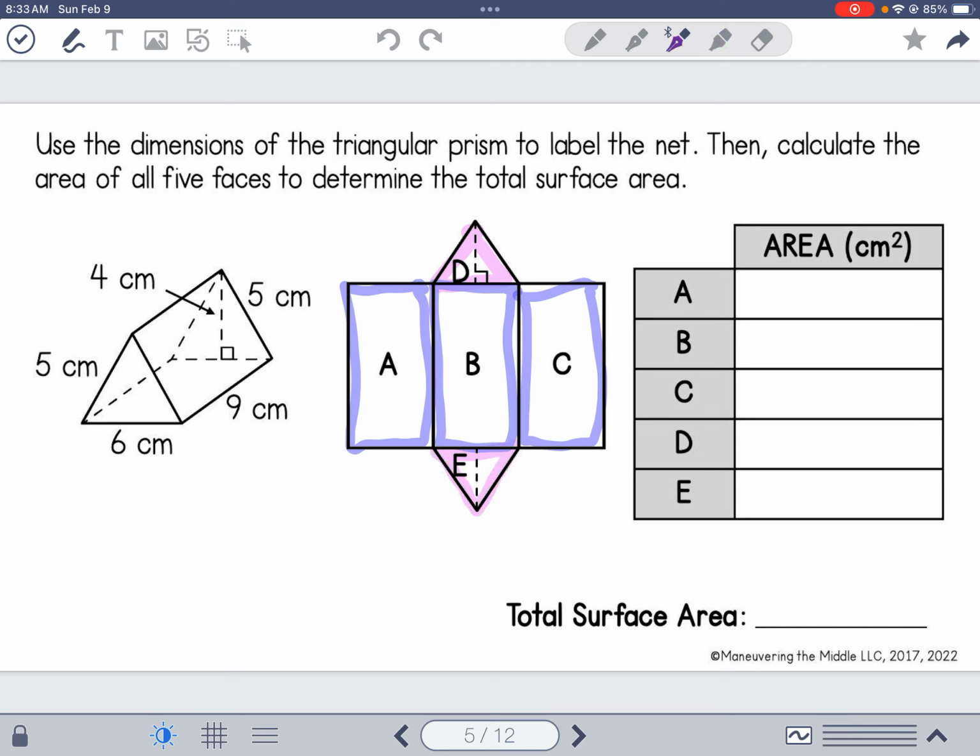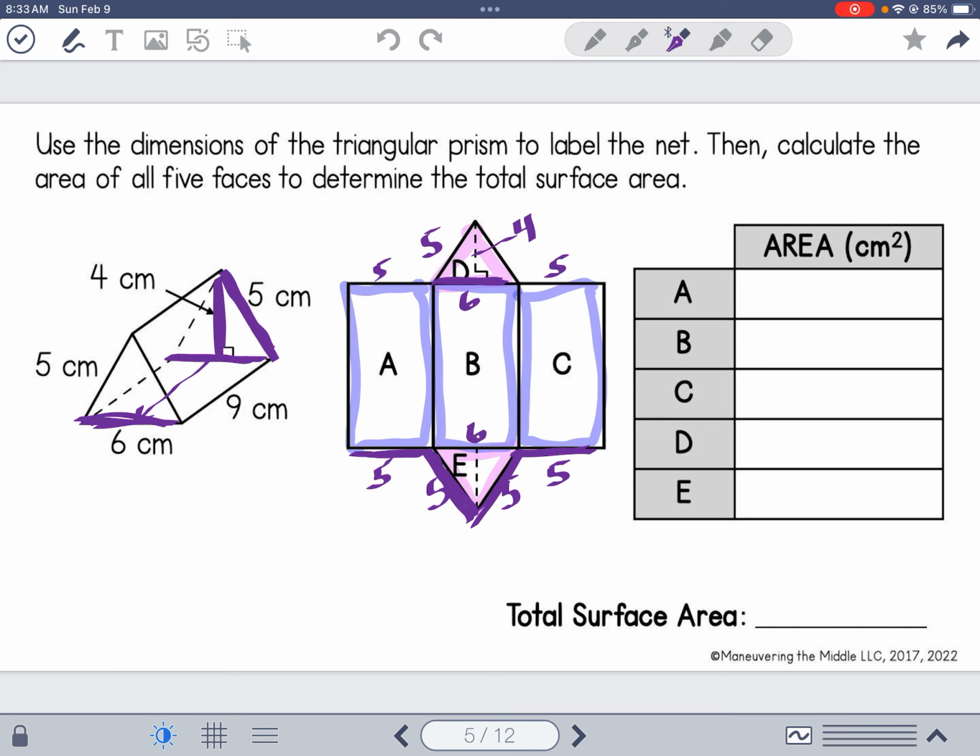So the first thing we need to do is start labeling this. I'm going to start with my triangle because they tell me that the height of my triangle is 4. The side of my triangle is 5. That is called the slant height. Now this connects to this side, so when I fold it, that means that's 5 as well. This side connects to this side, so when I fold it, that is 5 as well. The only one we need to figure out is the bottom of my triangle, and we can go right here and see that it's 6.